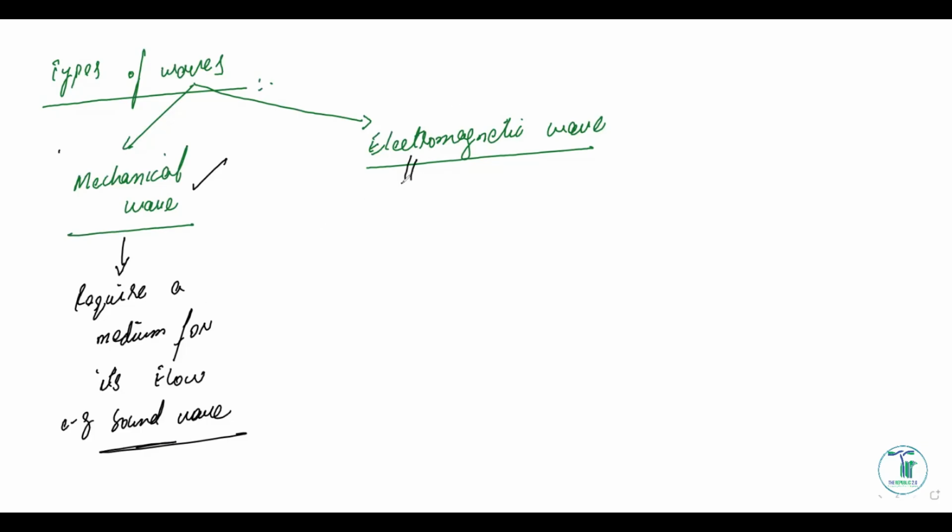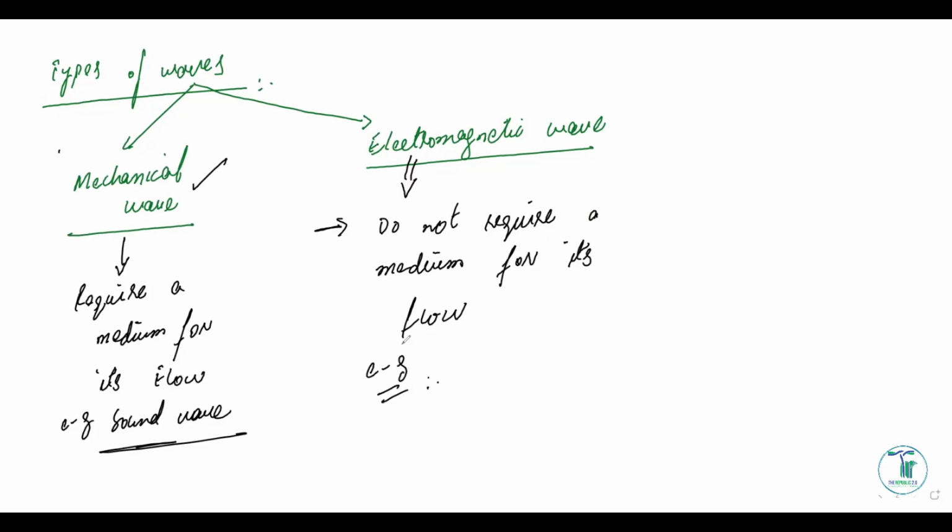Secondly, you have got an electromagnetic wave. The electromagnetic wave is just the opposite of a mechanical wave. It does not require a medium for its flow. If a wave does not require a medium for its flow, then it is known as some sort of an electromagnetic wave. Is that clear? Any examples for an electromagnetic wave which you think do not require any medium for their propagation?